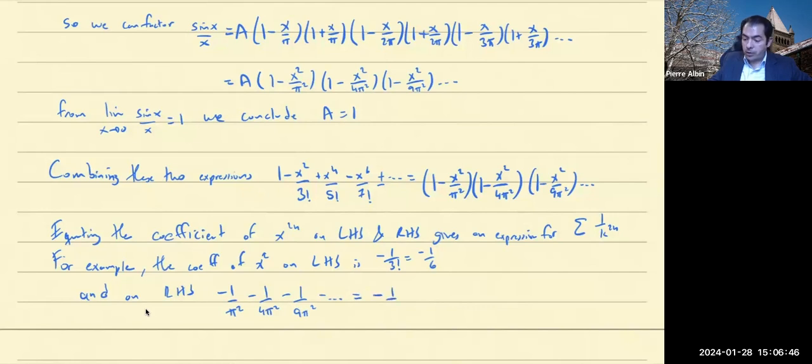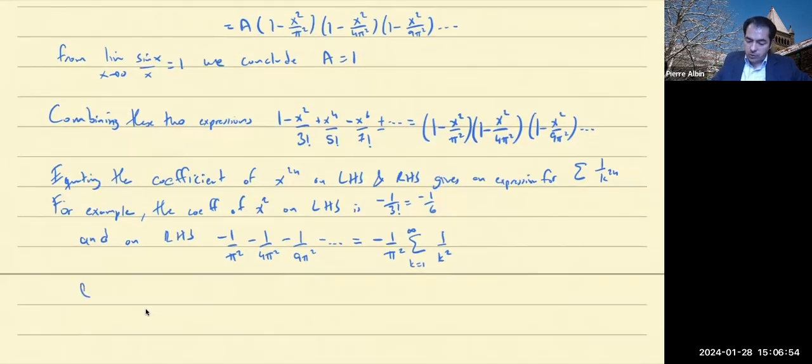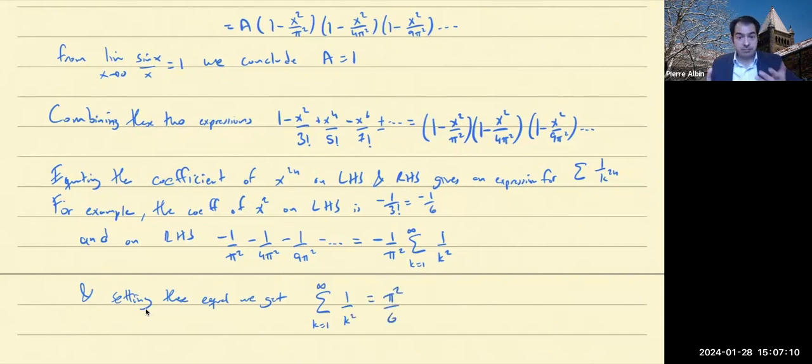So minus 1 over pi squared times the sum of 1 over k squared, where k goes from 1 to infinity, right? And setting these equal, we get that the sum, k goes from 1 to infinity, of 1 over k squared is equal to pi squared over 6. Right? That's the solution to the Basel problem. And we'll stop there.